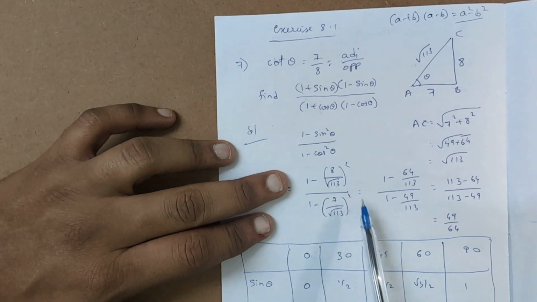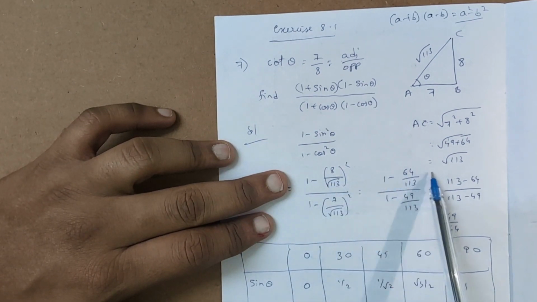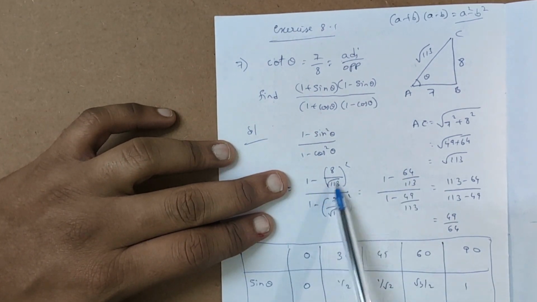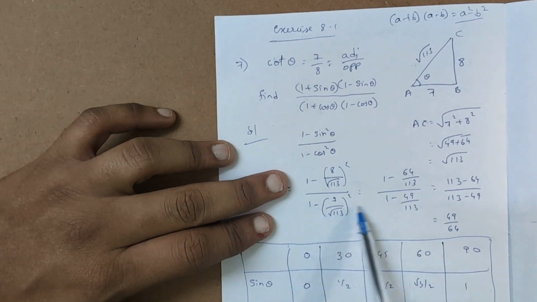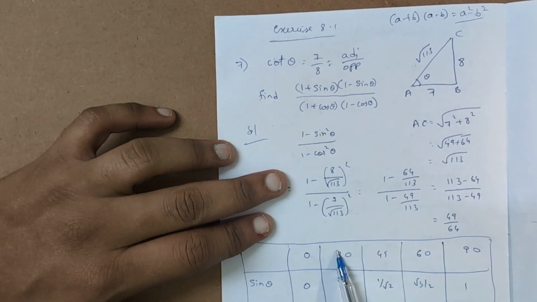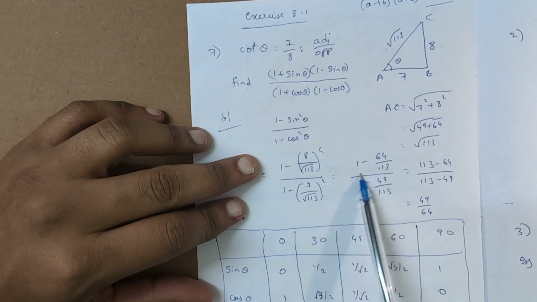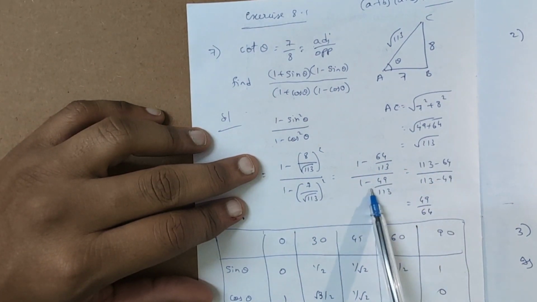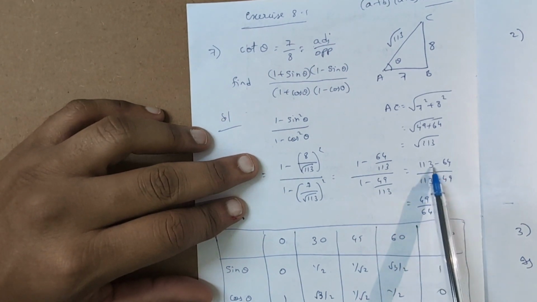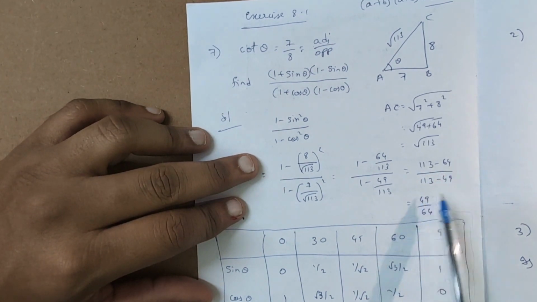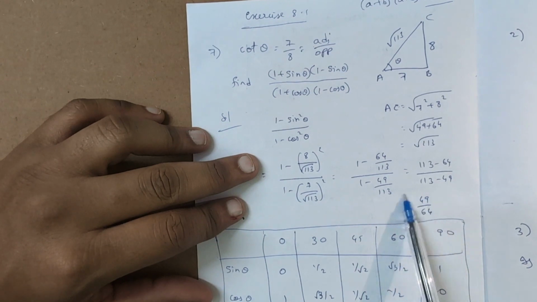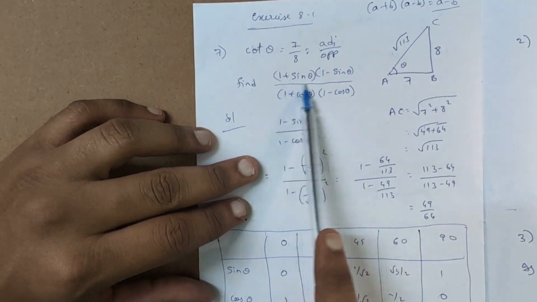So whole square and whole square, and 8 square is 64. Root 113 square will become 113. Same way 1 minus 49 by 113. So if we subtract, taking LCM here, you get 113 minus 64 by 113 minus 49. So 113 minus 64 is 49, whereas 113 minus 49 is 64. So this is the final answer for this question.